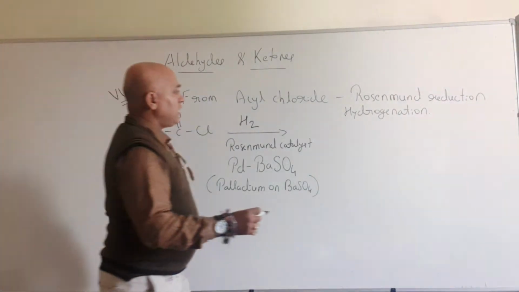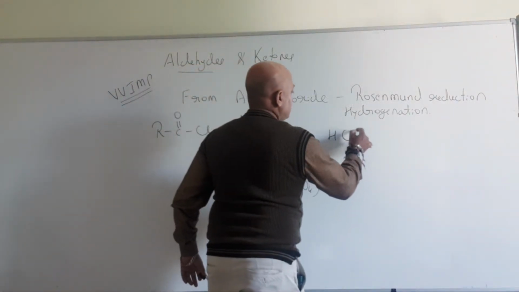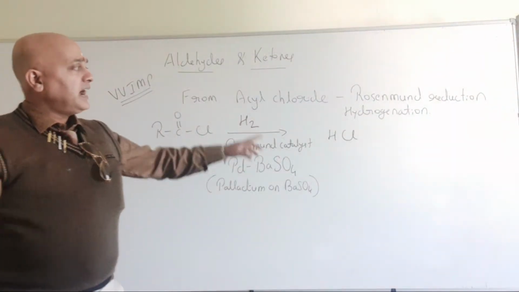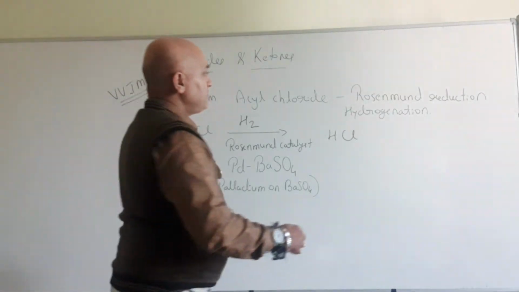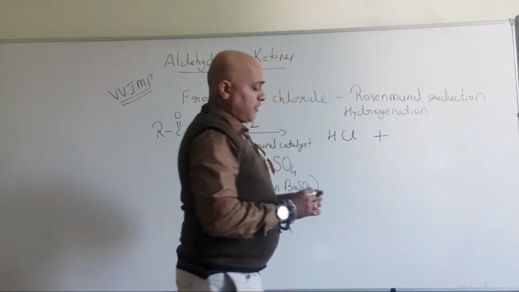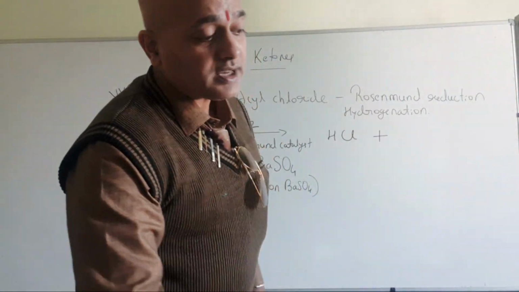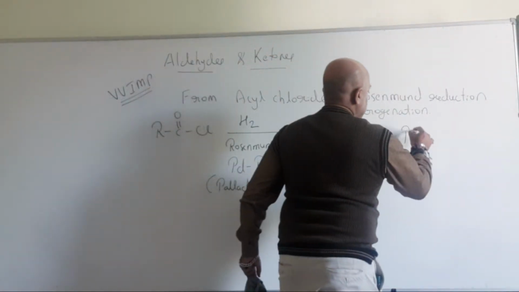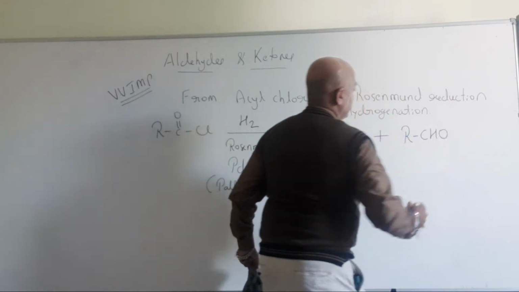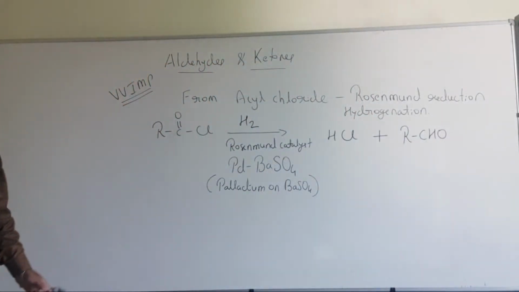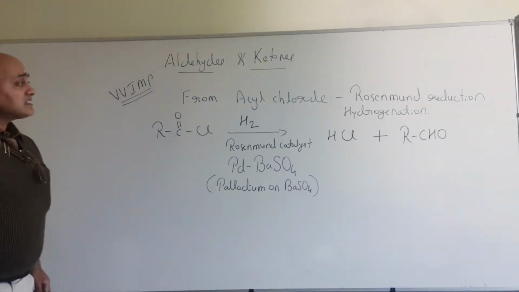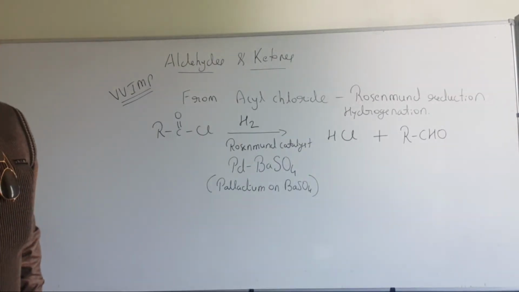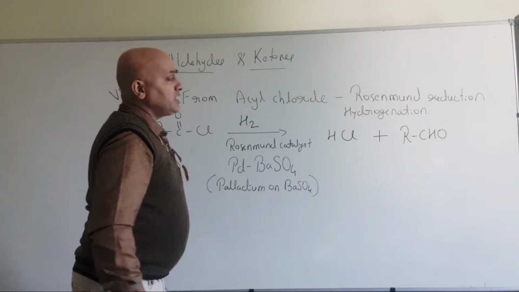Naturally, there will be formation of one of the products as hydrochloric acid. That means it will be dissociated, no doubt. Okay? So hydrochloric acid. What will be the other product? Any one of you? Naturally it should be aldehyde. Yes, very good. It should be the respective aldehyde. Okay, that's where acyl chloride hydrogenation will give rise to aldehydes, and the reaction is called the Rosenmund reduction reaction.